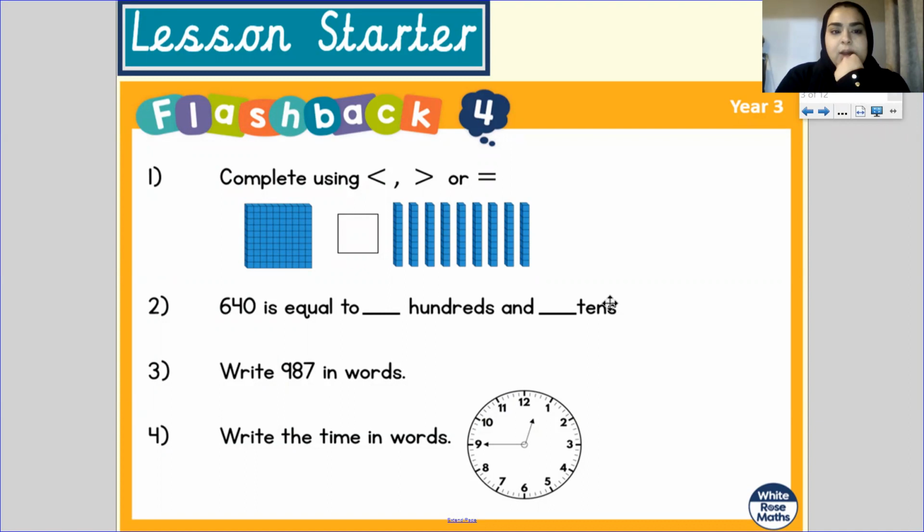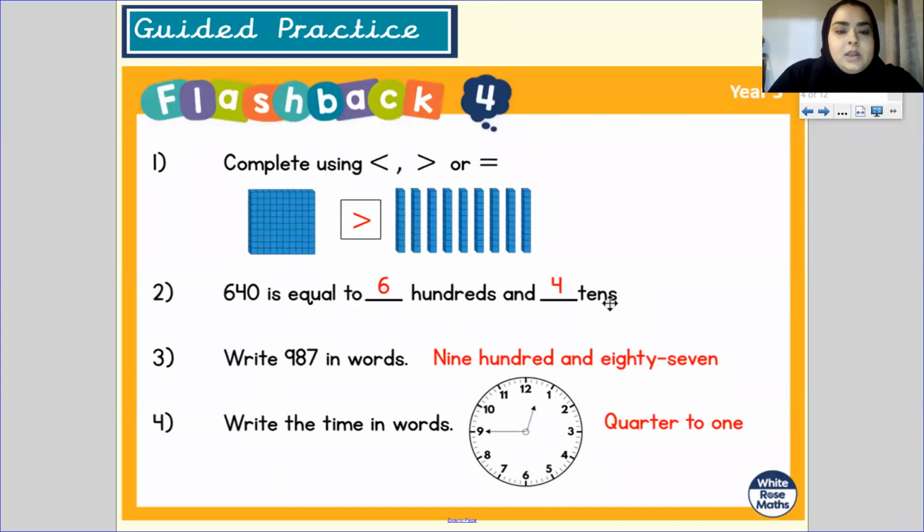So I would like you to grab your whiteboard and your whiteboard pen or a piece of paper and a pencil and pause the screen and work out the answers to these questions. Then when you are ready, come back to my screen. Okay, great. So now, question number 1 says complete the less than, greater than, or same as signs.